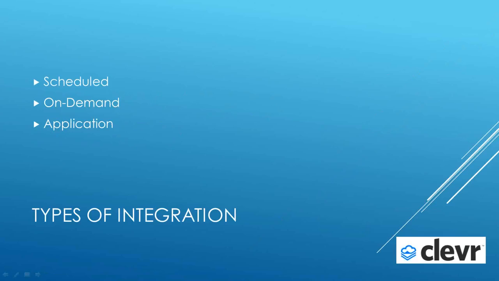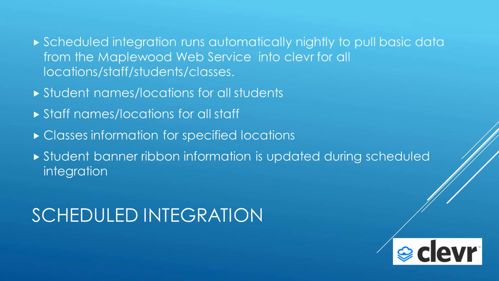So clevr Maplewood integration functionality pulls data from the Maplewood web service into the clevr database. There are currently three types of integration. There's scheduled, on-demand, and application. Scheduled integration is scheduled to run automatically on a regular basis to pull basic data from Maplewood into the clevr configuration tables for all locations, staff, and students.